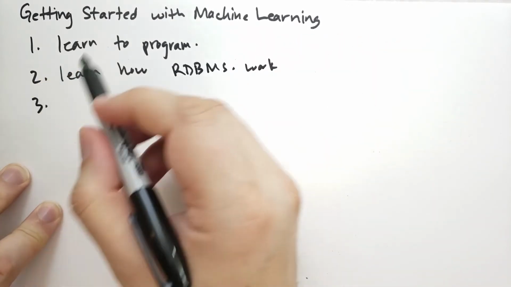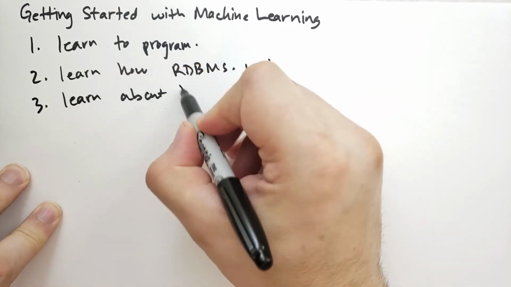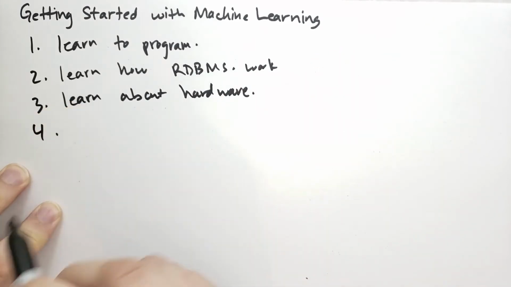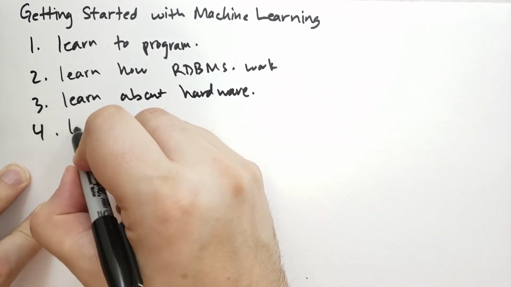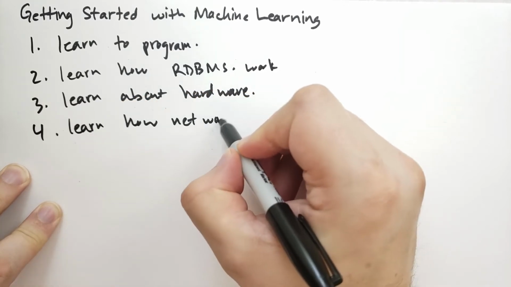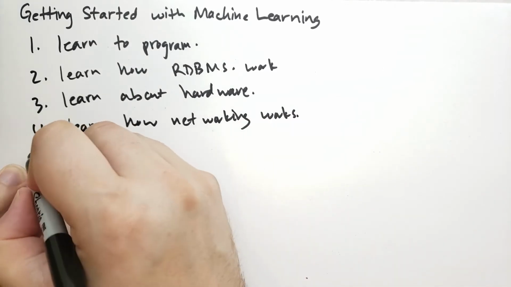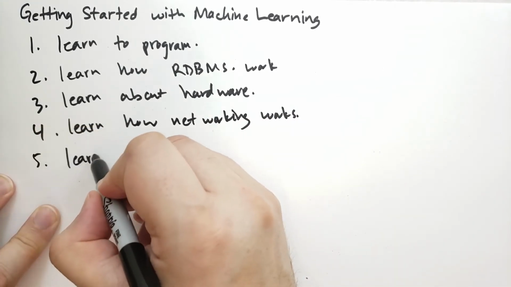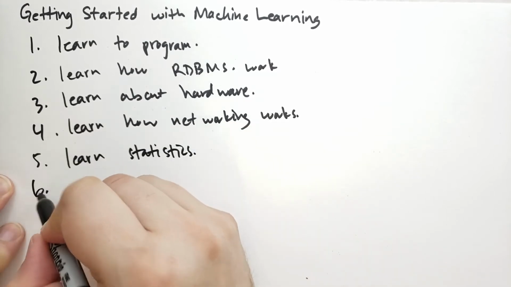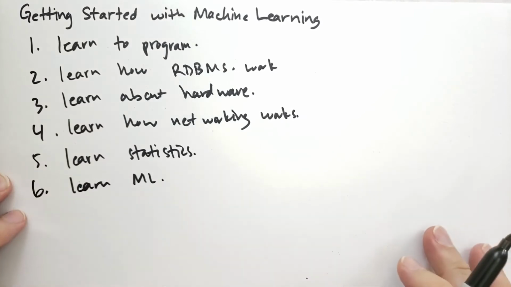Next, you should learn everything you can about hardware. And after that, you should study how the internet works. And after that, you should learn statistics. And then finally, you can learn machine learning. This is kind of the background you need.